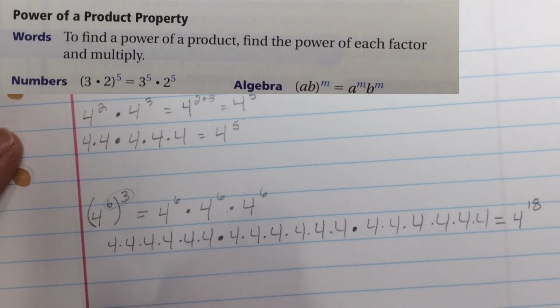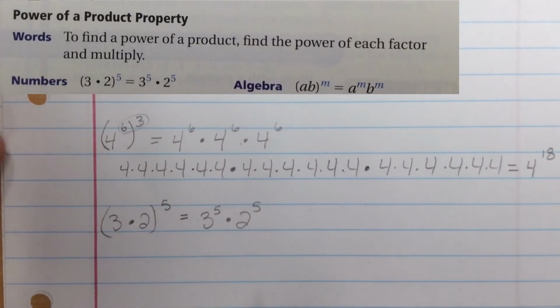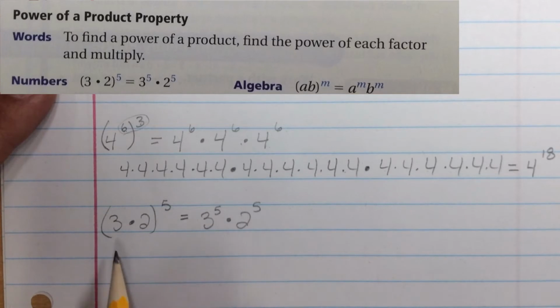The third one is the power of a product property. It says, to find the power of a product, find the power of each factor and multiply. So what that means is they have 3 times 2 raised to the fifth power is the same as 3 to the fifth power times 2 to the fifth power. And you can pull those apart. You actually will use this quite a bit in algebra. A lot of times one of these will be a variable. So if it was 3x to the fifth power, if this was in parentheses, it really means 3 to the fifth power and x to the fifth power.